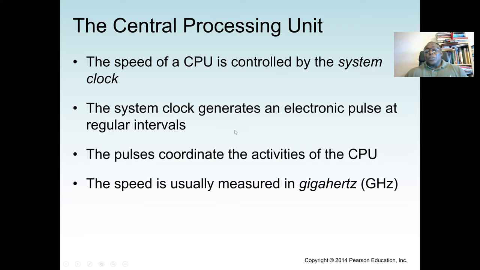So the speed of a CPU is controlled by the system clock. The system clock generates an electronic pulse at regular intervals, and we say the pulses coordinate the activities of the CPU. The speed of the CPU is measured in gigahertz. Gigahertz here means billion Hz, which means we can perform billions of tasks. And Hz means one cycle per second, so we can perform one task per second.